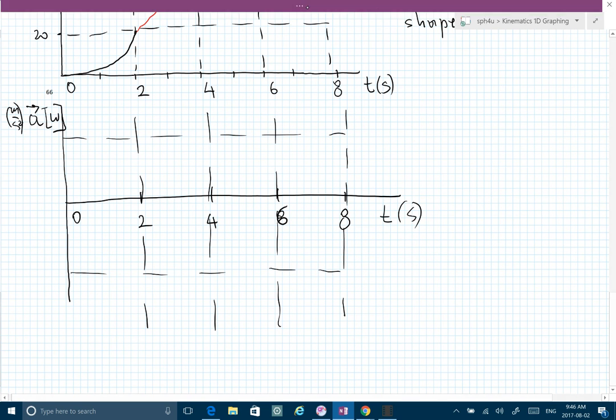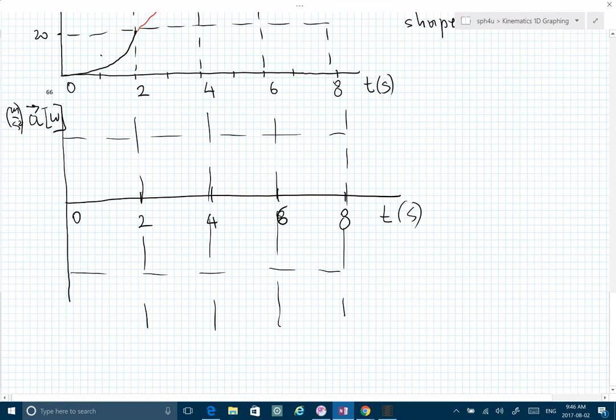Okay, so I'm going to use a different color here. The first 2 seconds, it was plus 10. Then it was 0. And then the last 4 seconds, it was negative 10. All right. And here is your acceleration time graph. That's always how it's going to look in grade 12. A step-like graph, okay?